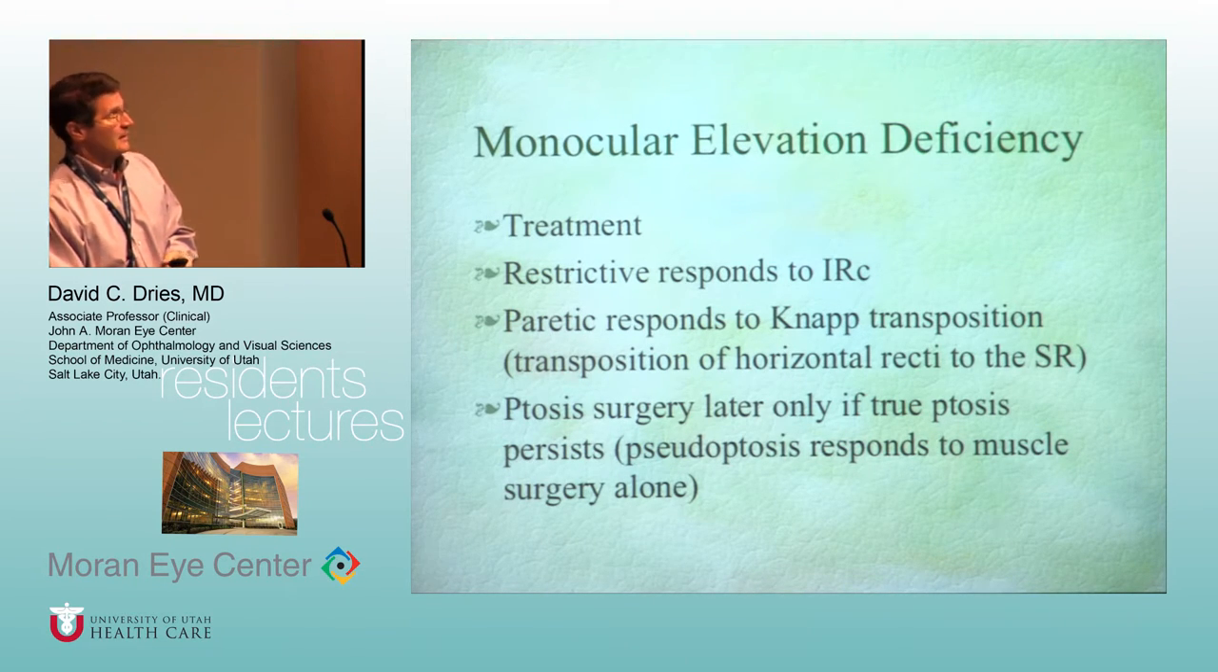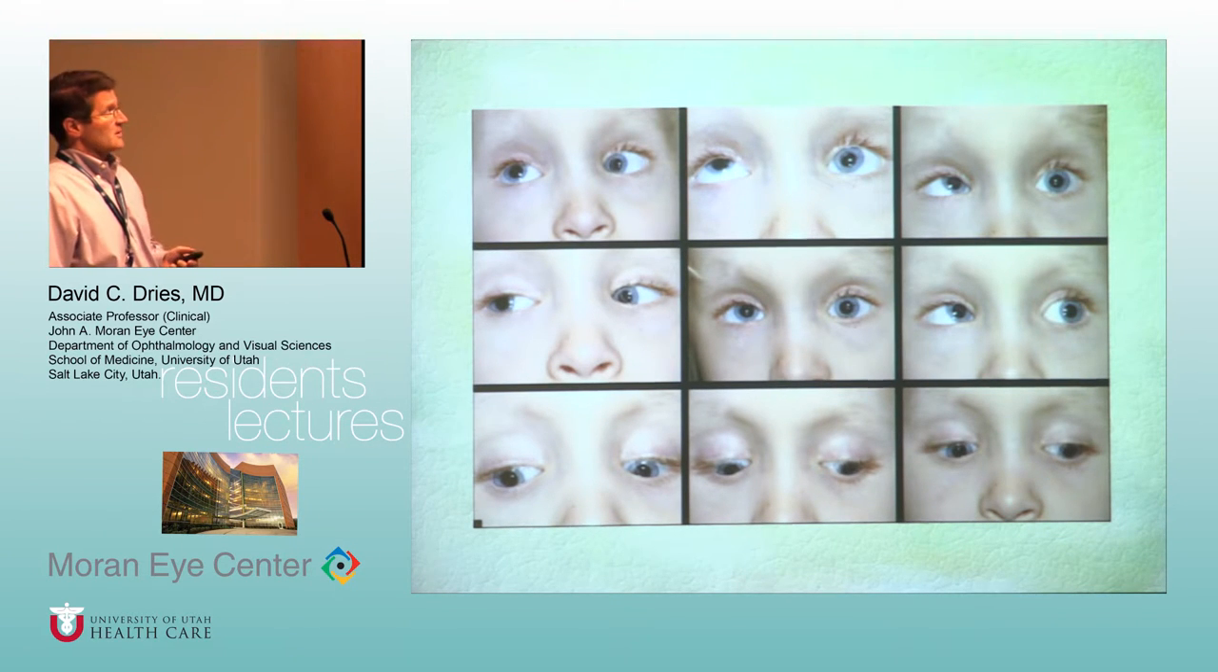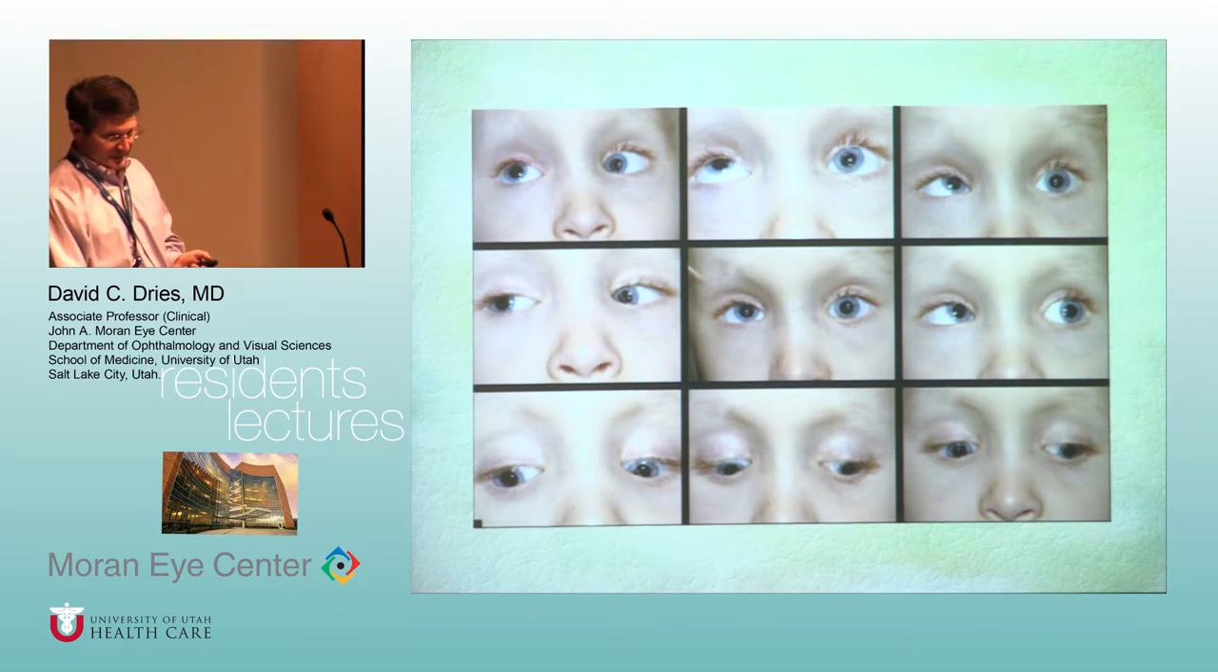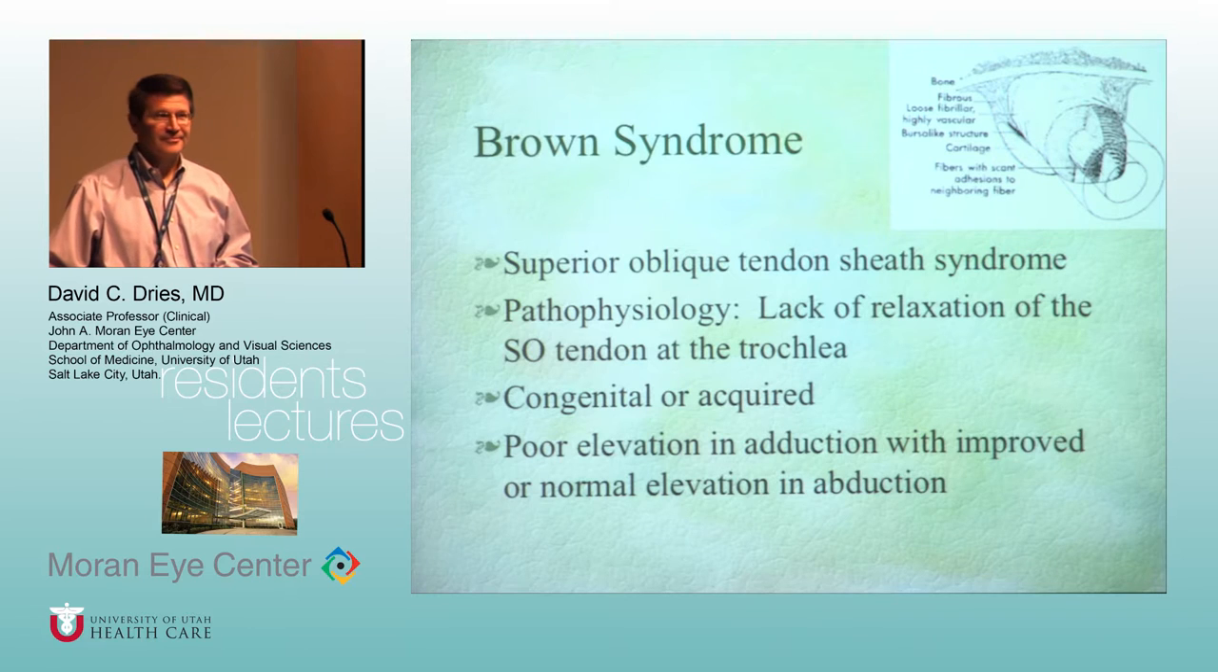For paretic MED, this is what it looks like. Can you guys see what's going on? This side can go down, but it doesn't go up. It doesn't go up here, it doesn't go up in abduction. Midline, it doesn't go up, okay? All right, so there's another entity that stops the eye from going up. Now we're moving to Brown syndrome.